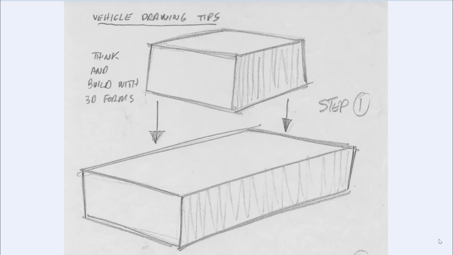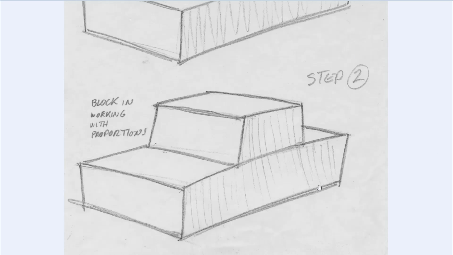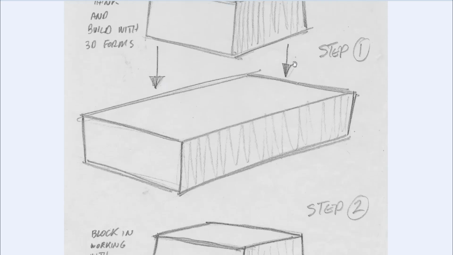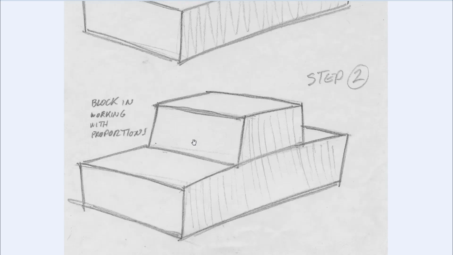So here's some drawing tips for drawing a vehicle. So think and build with 3D forms. So here's the body of the car, and think of a separate 3D form, square form, and place that on top. And work them together. So draw through. The idea here is you're drawing through so you can see what's sort of happening on the other side of this and kind of build that up.